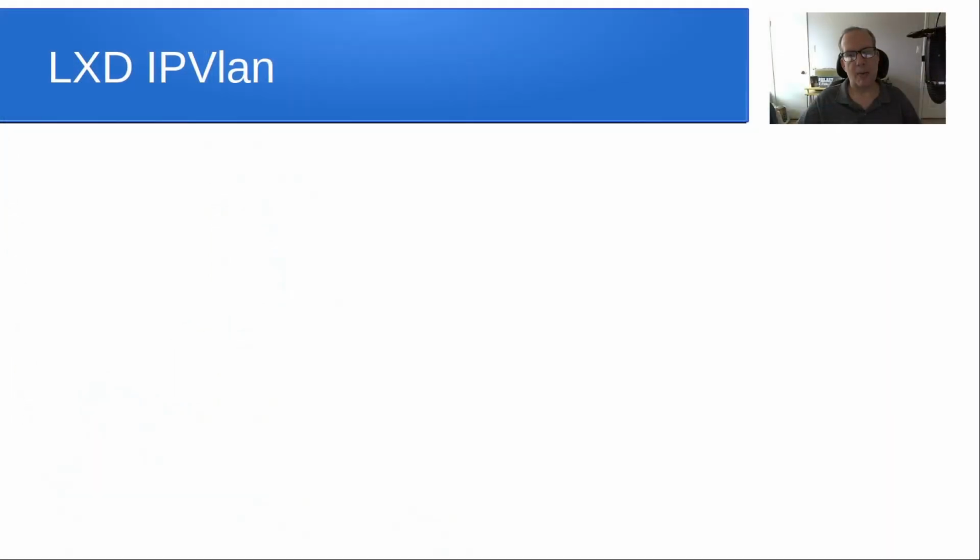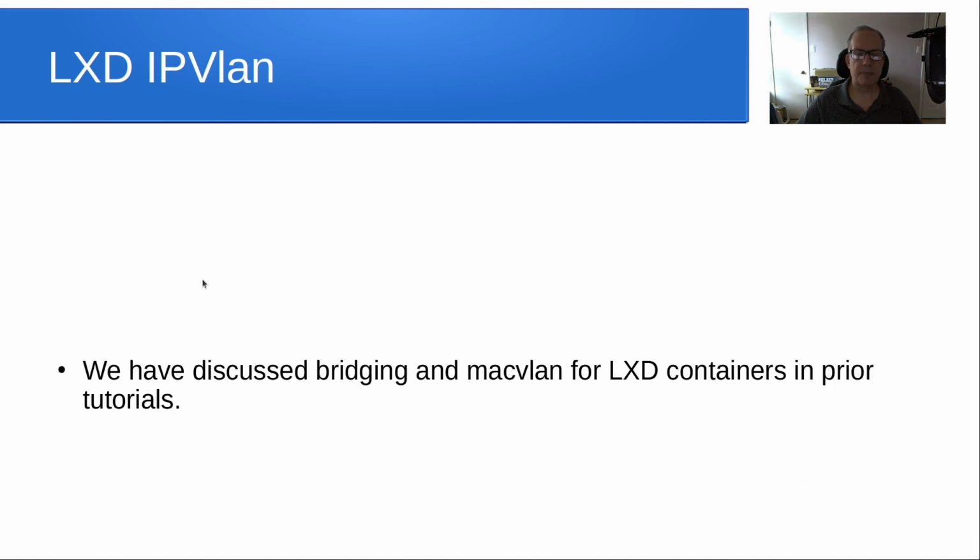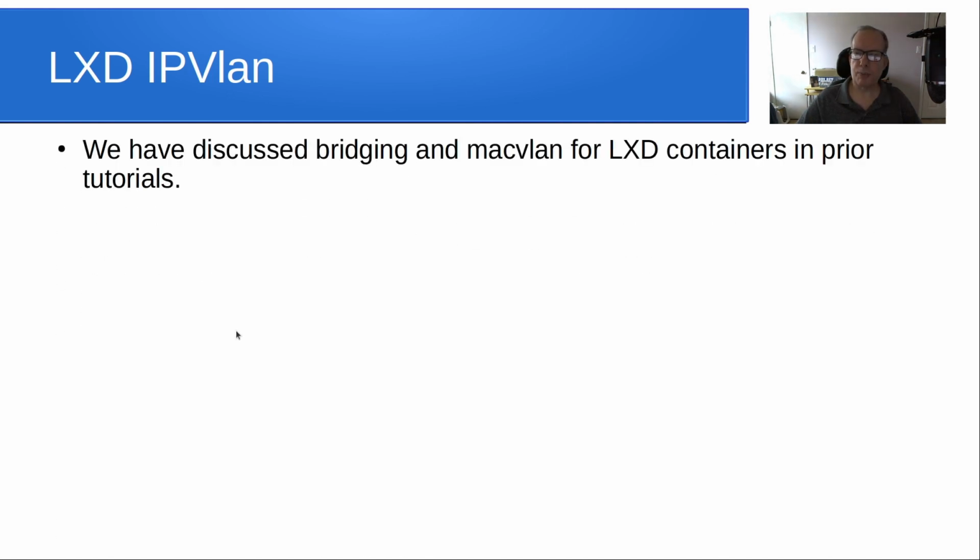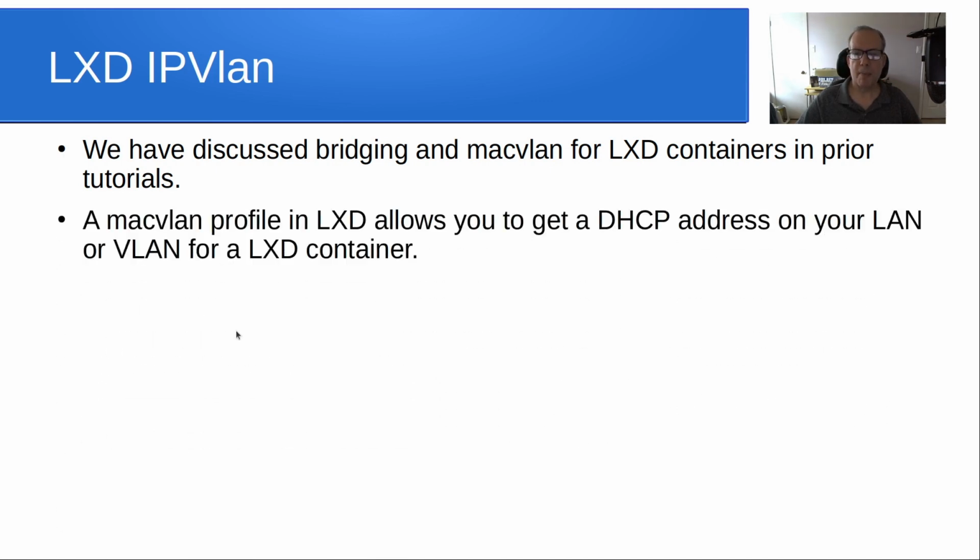So today I want to talk about LXD IPVlan. But first, I want to review a few things about Macvlan and bridging. We've discussed bridging and Macvlan for LXD containers in prior tutorials. A Macvlan profile in LXD allows you to get a DHCP address on either your LAN or on a VLAN for a LXD container.